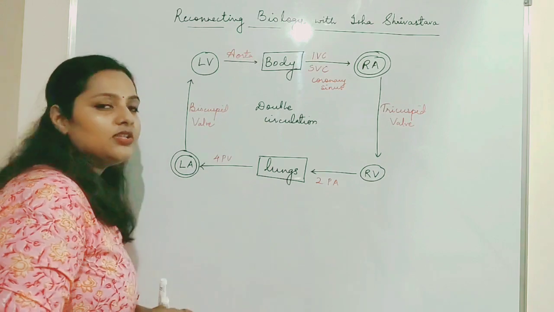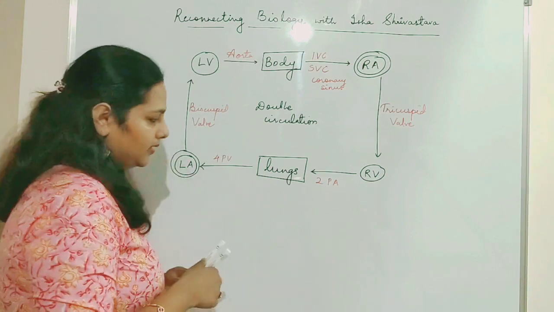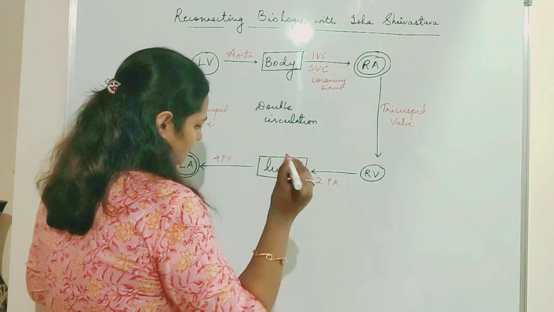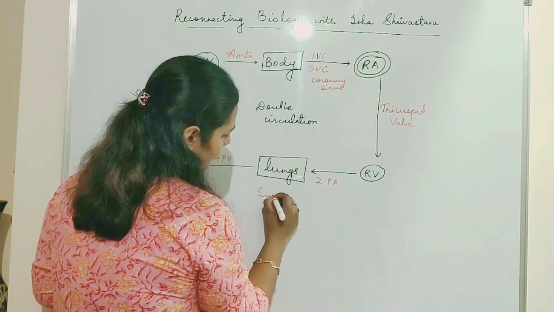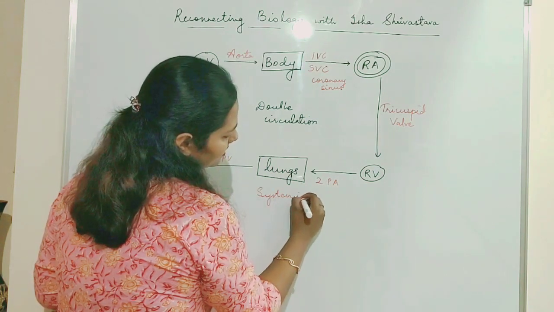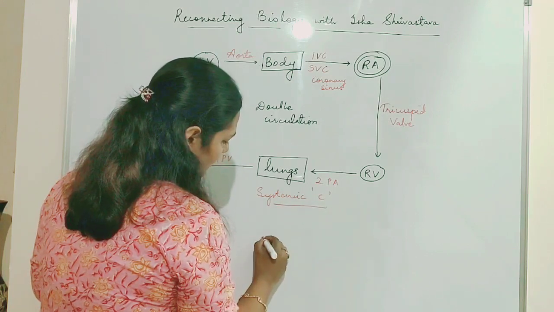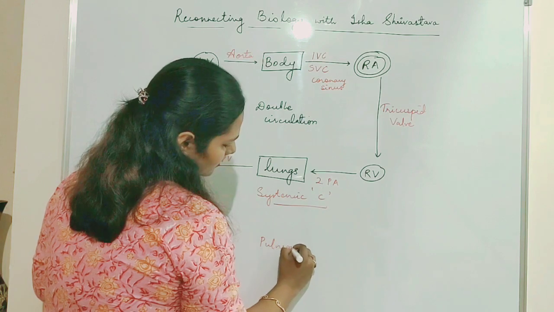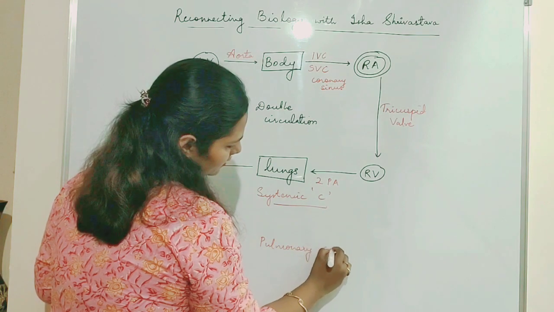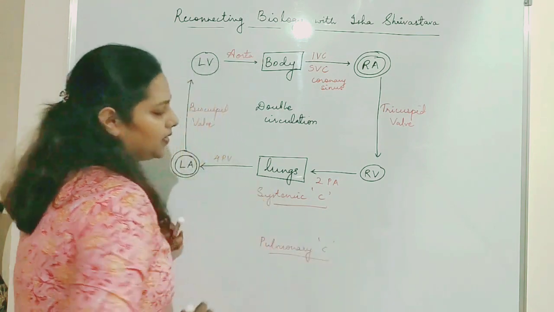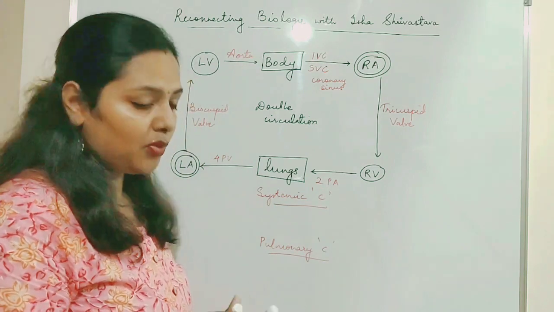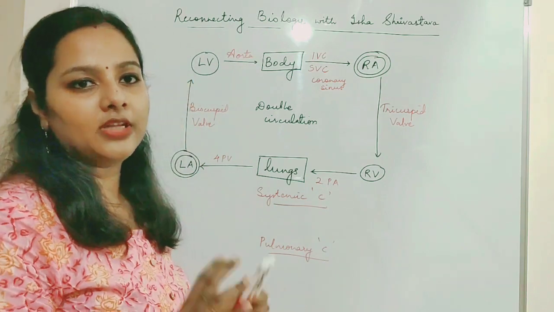Now this double circulation is divided into two parts. One is the systemic circulation and the other one is pulmonary circulation. These both together comprise the double circulation.